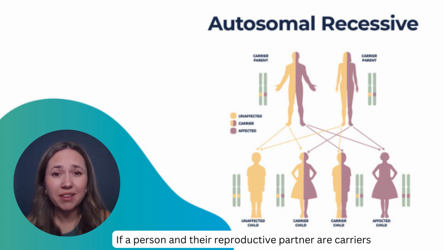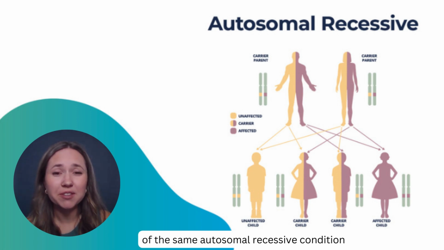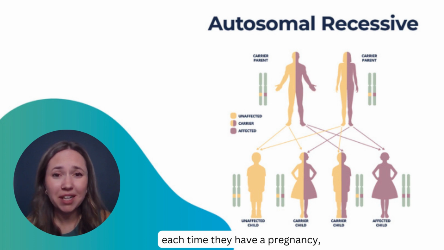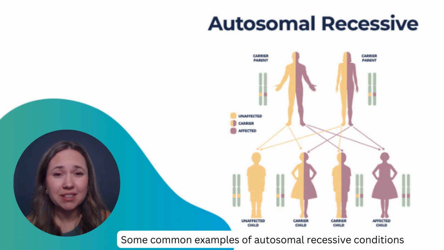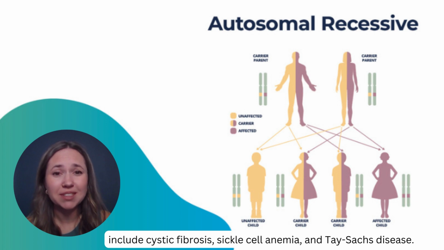If a person and their reproductive partner are carriers of the same autosomal recessive condition, each time they have a pregnancy, there's a 25% chance that the baby will have that condition. Some common examples of autosomal recessive conditions include cystic fibrosis, sickle cell anemia, and Tay-Sachs disease.